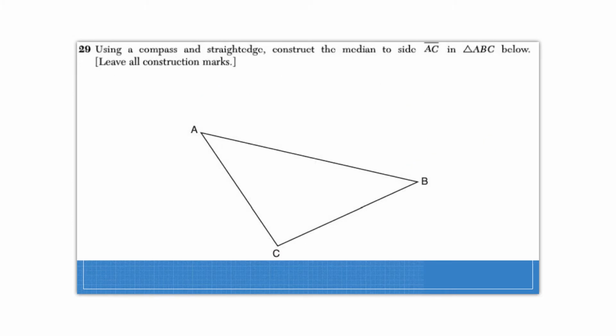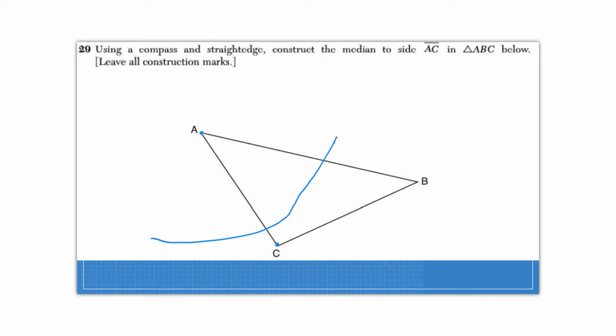Here we want a median for side AC. So the median drawn to side AC is going to be the line from the opposite vertex B that connects to the midpoint of AC. That's what we want to construct. So I'm not going to be able to do the construction marks perfectly on the iPad, but what we would do is basically take the perpendicular bisector of segment AC, and it would look something like this.